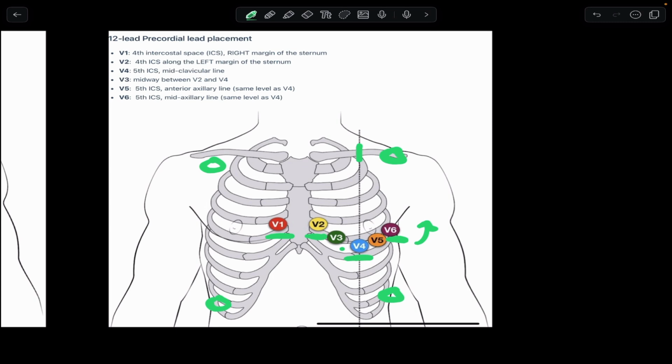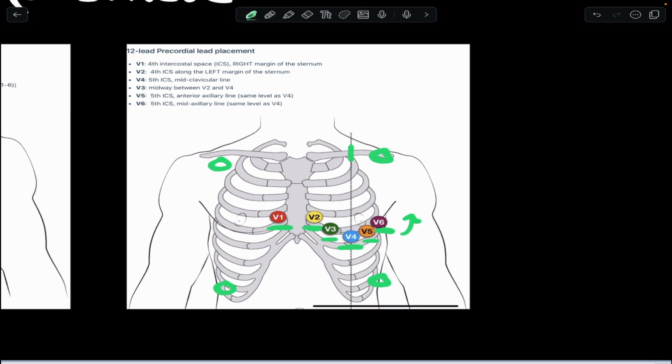And then from there, what I was trained, you can fill in the blanks by placing V3 in between V2 and V4, and V5 in between V4 and V6.